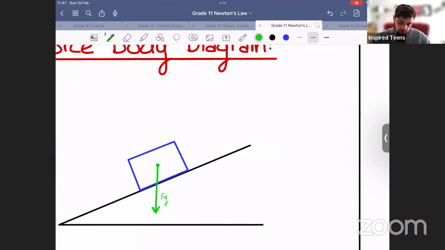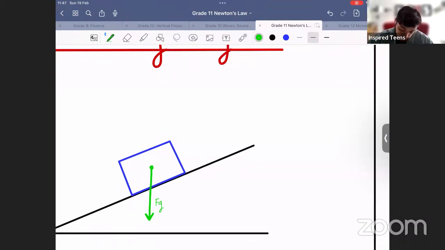Fn is always perpendicular to the surface. So in this case, on your force body diagram, you start from the surface with your Fn, and you go perpendicular-ish to the surface. And you draw a force like that, and you call it Fn, normal force.